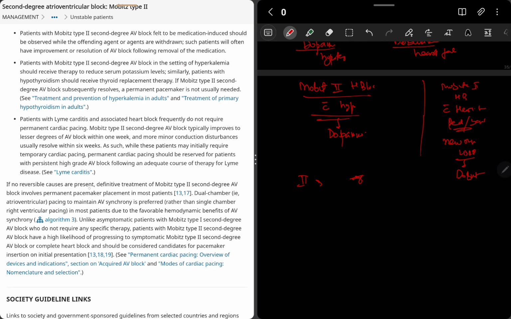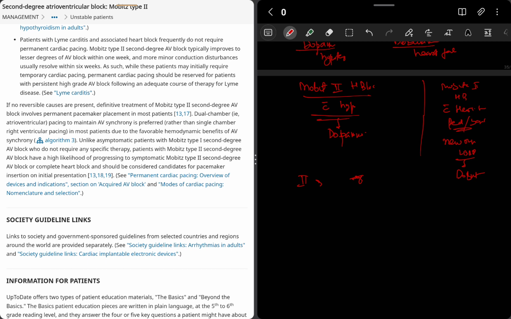Note that if no reversible causes are present, then definitive treatment of Mobitz type 2 block involves permanent pacemaker placement. And dual chamber, that is atrioventricular pacing, to maintain AV synchrony, is preferred rather than single chamber, that is right ventricular pacing. Unlike asymptomatic patients with Mobitz type 1 who do not require any specific therapy, patients with type 2 have a high likelihood of progressing to symptomatic second degree or complete heart block and should be considered candidates for pacemaker insertion on initial presentation.